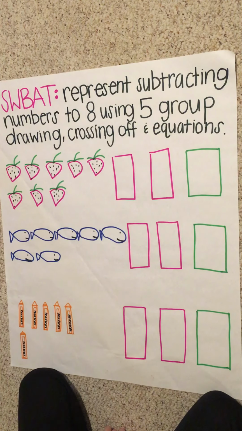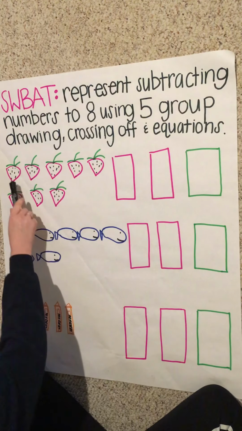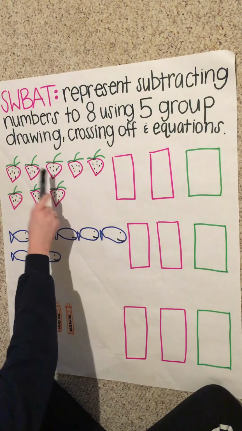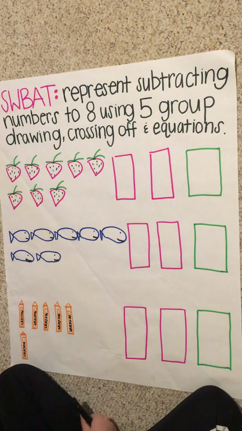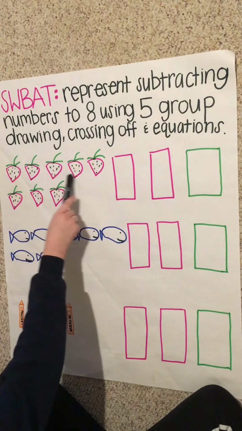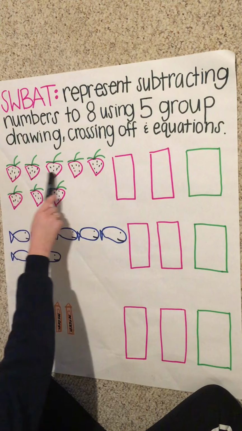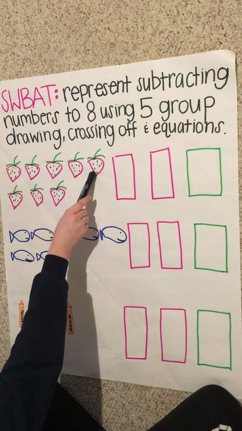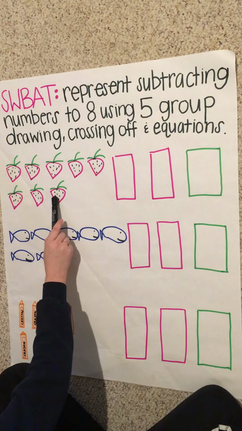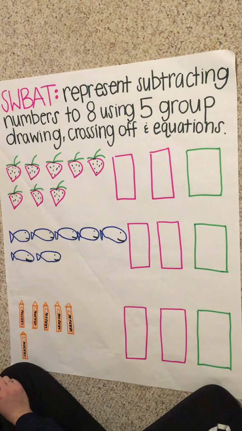Here's my first story. I picked how many strawberries? Let's count with me. 1, 2, 3, 4, 5, 6, 7, 8. We see that I drew my strawberries in my 5 group way. So I have 5, then I start over on my next row with 3. So I had 1, 2, 3, 4, 5 on the top, and 1, 2, 3, making 8 all together. So I picked 8 strawberries from my garden and gave away 3 to my friend.